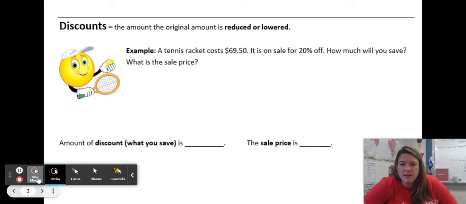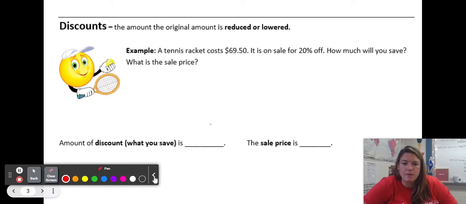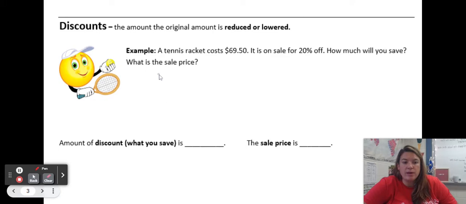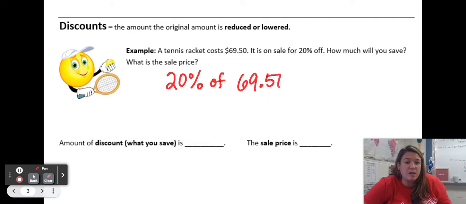All right, so to find discount, we're going to go through this example together, right? All right, guys, so let's get your paper out. A tennis racket costs $69.50. It is on sale for 20% off. How much will you save, and what is the sale price? So I need to know what 20% of $69.50 is, because whatever that is, I get to subtract it from this original price. That's what sale means. That I'm going to take 20% off of this, whatever 20% of that is. So I'm going to turn this into a decimal, and I'm going to multiply it by the $69.50.